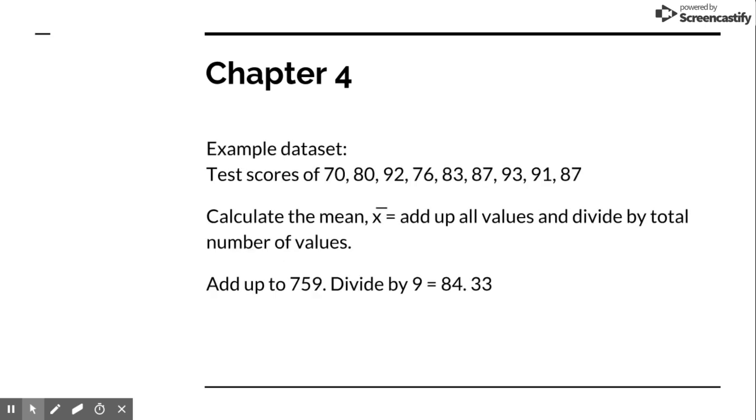So let's look at this example data set. I have test scores of 70, 80, 92, 76, 83, 87, 93, 91, 87. To calculate the mean, which is also referred to as X bar, you add up all the values and divide by the total number of values. So I add all the test scores, I get 759, and I divide by 9 because there are 9 test scores, and my mean is 84.33.